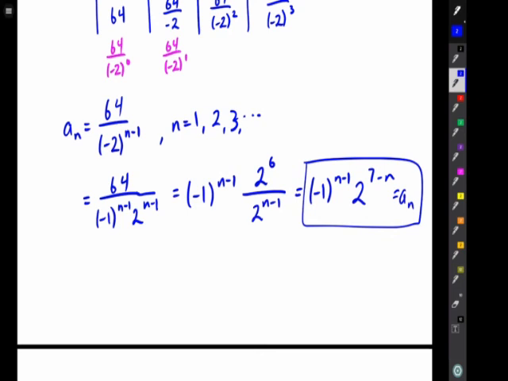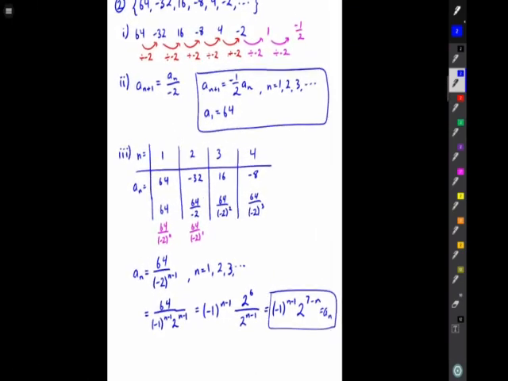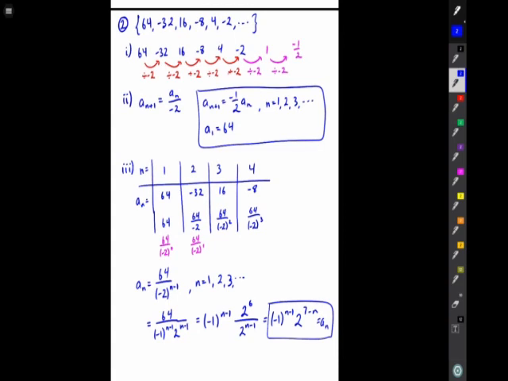Okay, I think this video has gone on long enough here, so I think we'll stop here. But hopefully this gives you an idea of how to do the pattern recognition that goes into finding a formula for sequences.